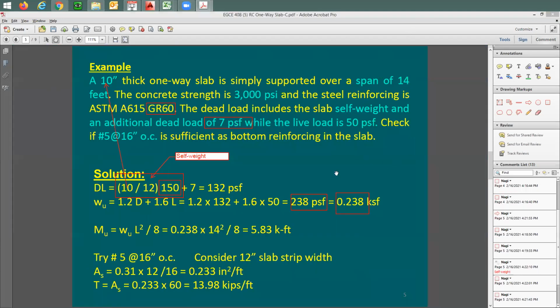So, all right. I guess we are good with this dead load. Now we know where it's coming from. And also we're good with the live load, which is just given. And now your uniform load is going to be how much? 238 PSF or 0.238 KSF.